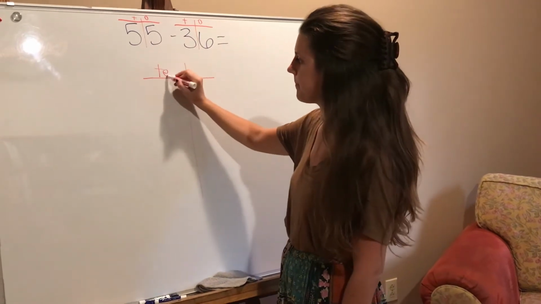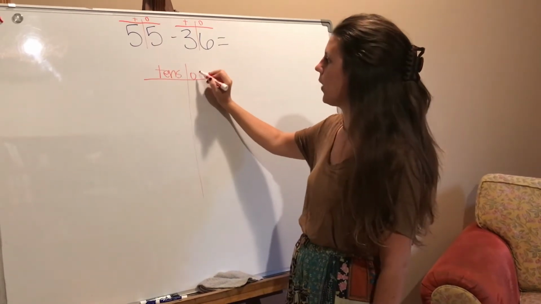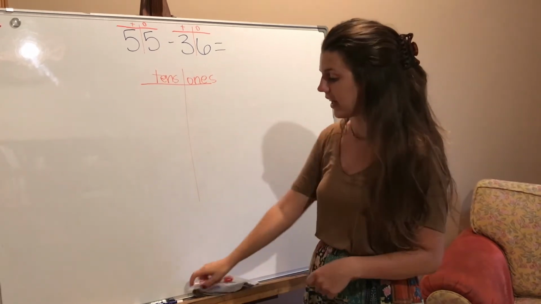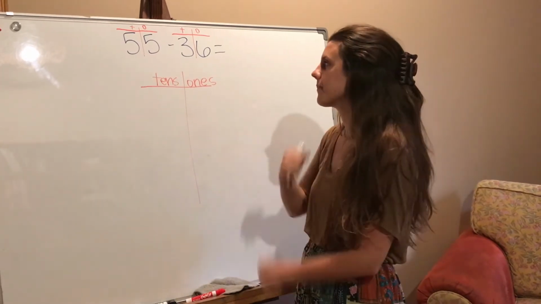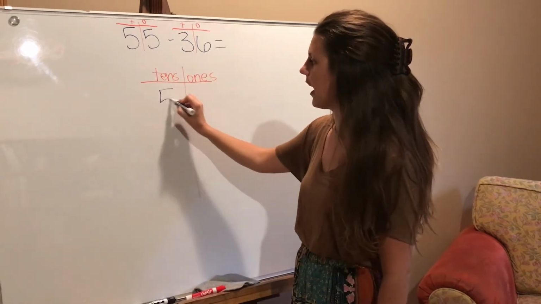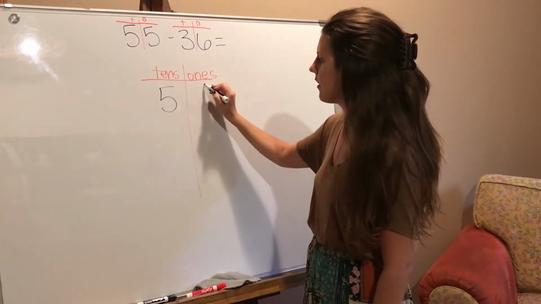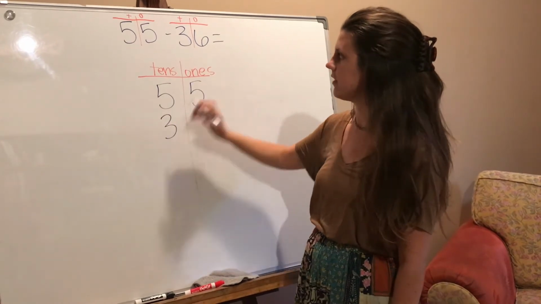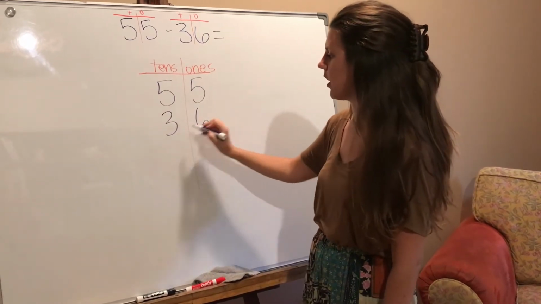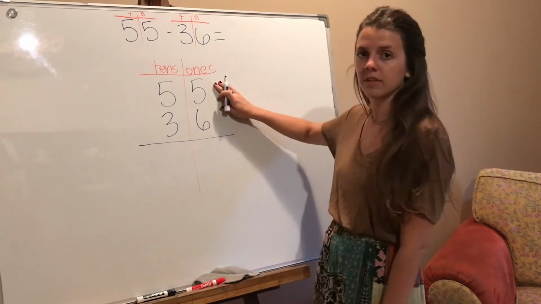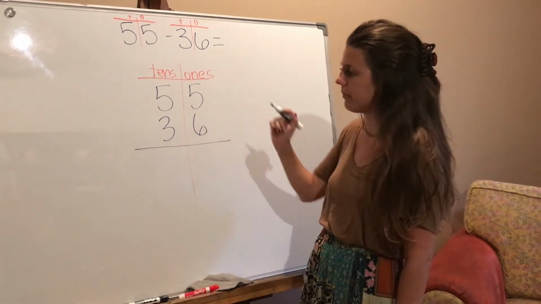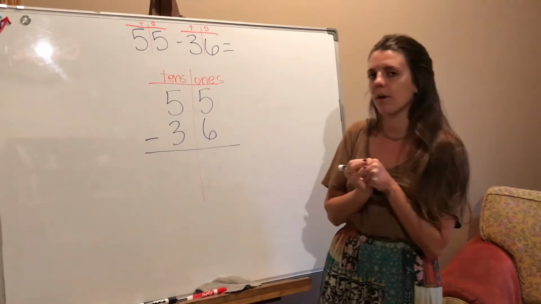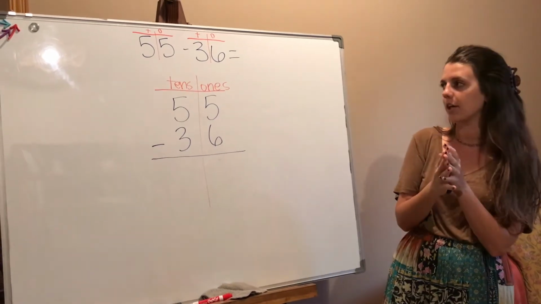tens and ones. Now I'm ready to fill my numbers in. I have to make sure they stay in the same column. 5 tens and 5 ones, 3 tens and 6 ones. I'm going to draw my line to show that these are the only numbers in my problem, and I'm going to use the subtraction symbol. Okay, where do I start in a subtraction problem?